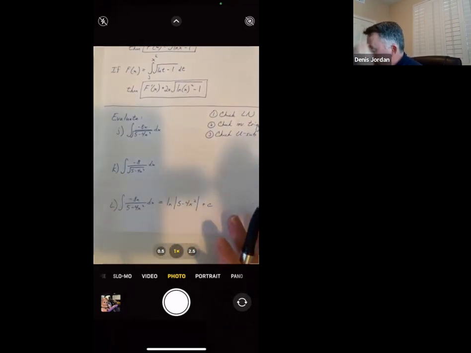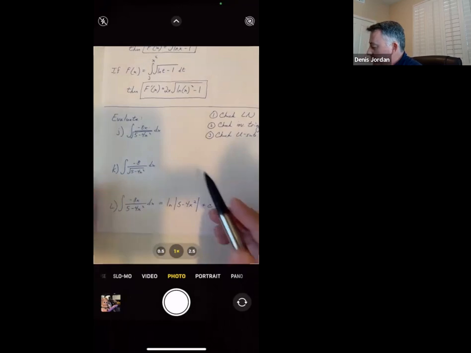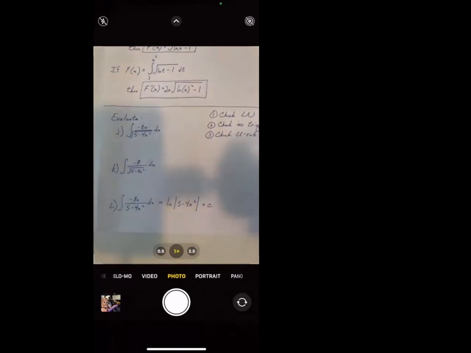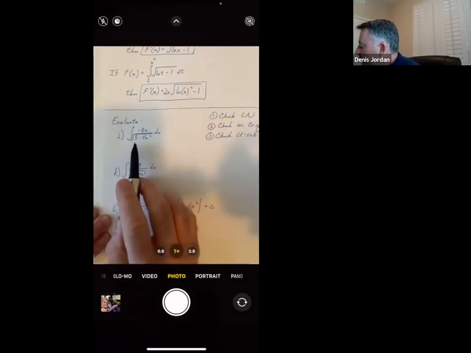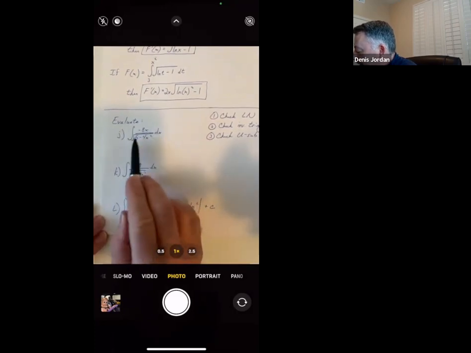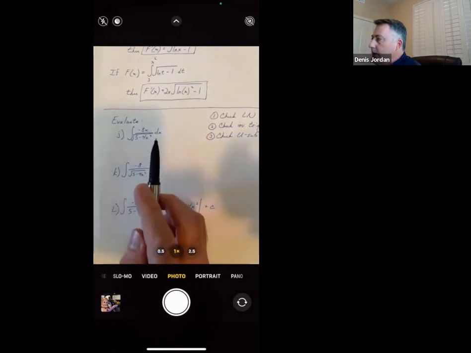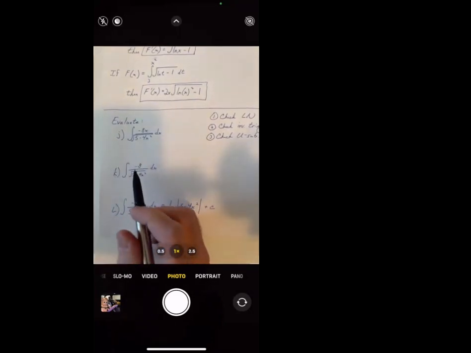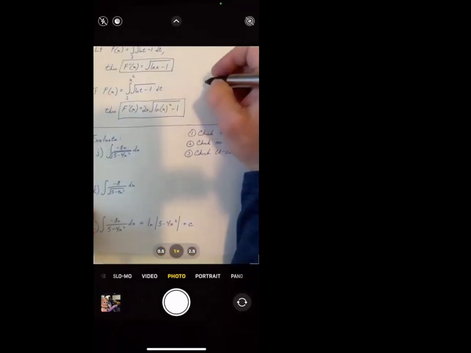Okay, so L is done. Between J and K, which one do you think is the inverse trig function, if you haven't looked at the answer key? J. Okay, so for the inverse trig function, since you have a square root of 5 minus 4x squared, would you want to go with arc sine or arc secant? Arc sine. Okay.